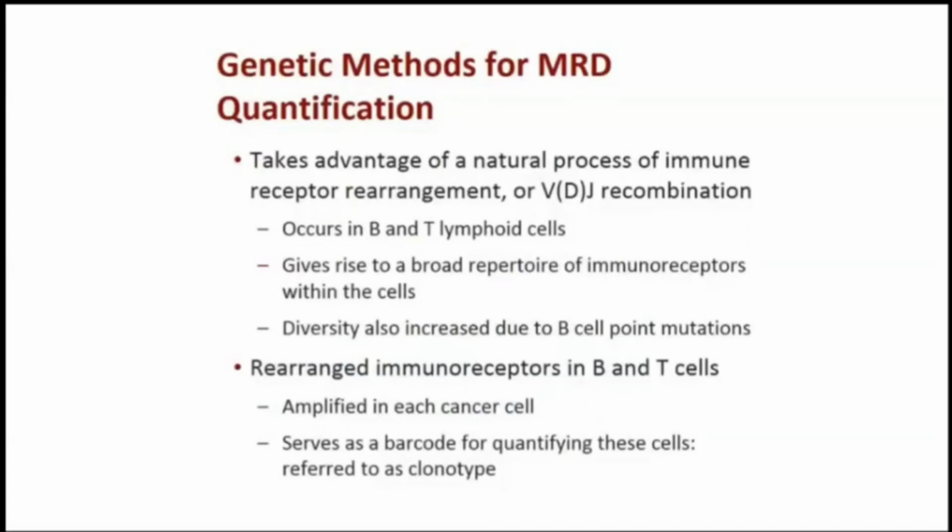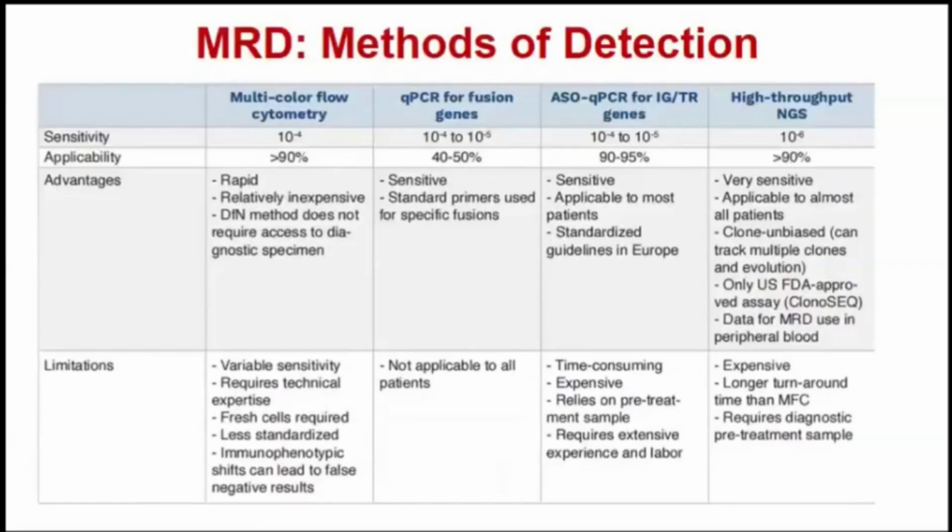Or they are also seeing it with rearranged immunoreceptors in B and T cells, which are amplified in each cancer cell. So this strategy is now being exploited in most of the research laboratories in the West. Next. So there are some pros and cons of different methods of detection of MRD.